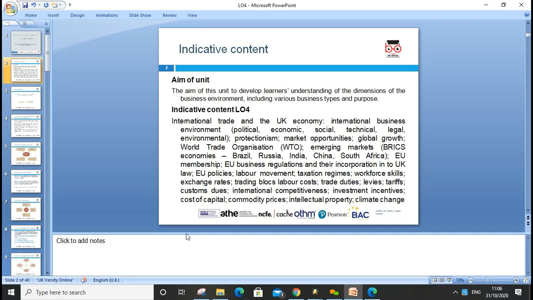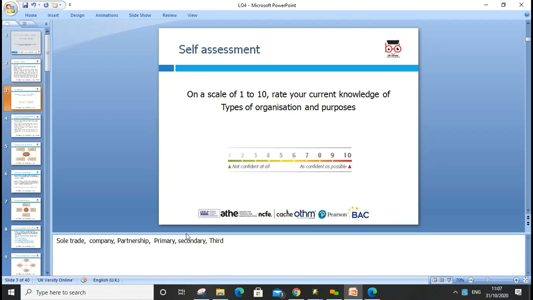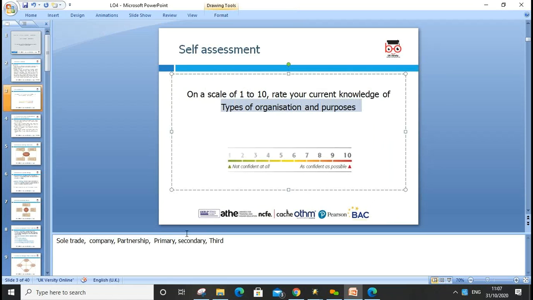So EU economic union membership, EU business regulation and their incorporation in the UK. We will go through EU policies, labor, taxation, workforce, exchange rate. All these come under the EU. There is a lot of legislation on climate change, and why these unions are there and what the purpose of these unions is. And the WTO's roles and the various other trading blocs. So the types of organizations and their purpose, like the EU is one of them.